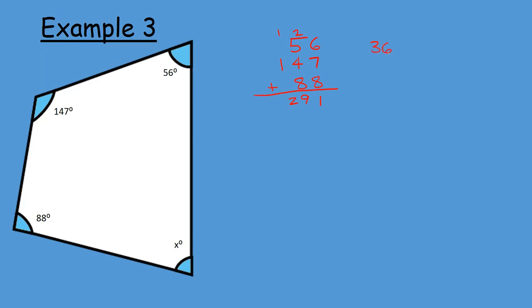So we're going to say 360 take away 291. Okay, so 0 take away 1 I can't do, so I'm going to borrow 1 from here. 10 take away 1 is 9. I've got 5 take away 9. I can't do that either. So I'm going to borrow 1 from here. This is going to become 15. So 15 take away 9 is 6. 2 take away 2 is 0. So we've got 69 here. So our angle X is equal to 69 degrees.